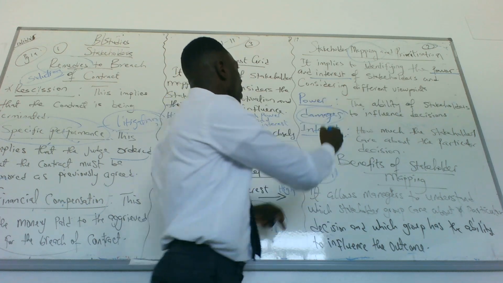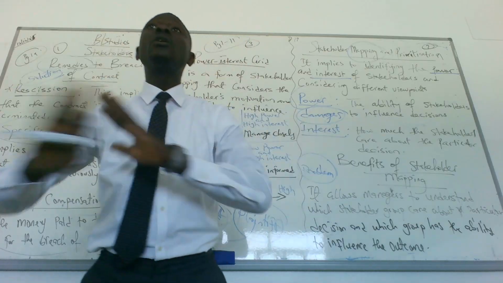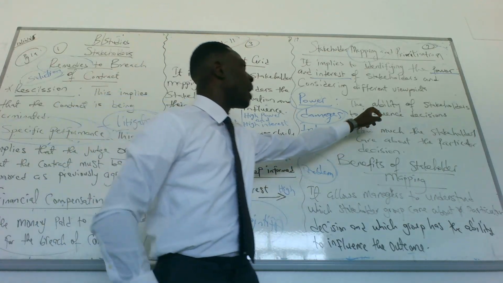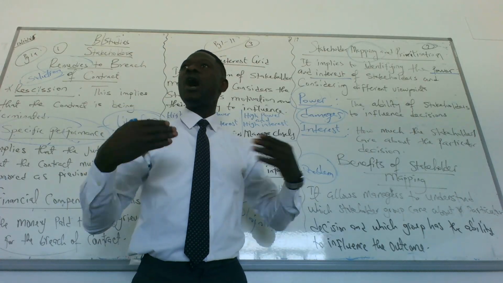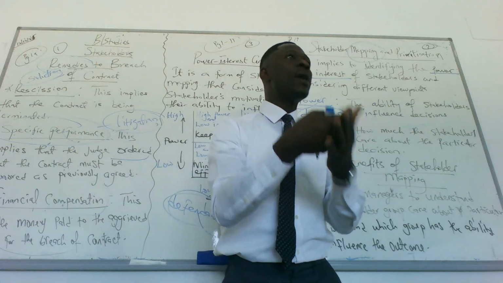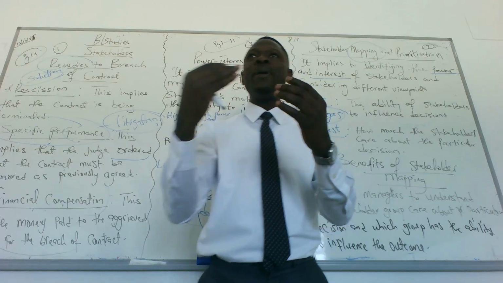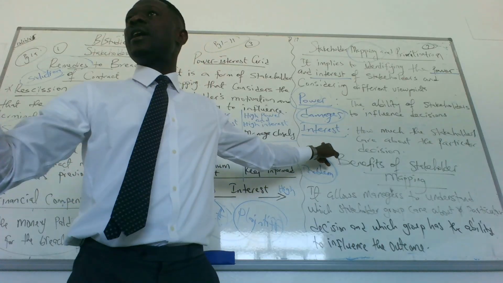Mapping. Do we understand mapping here? So what is power? Your ability to influence decision. If you say no, it is no. If you say yes, it is yes. That is your ability to influence. Do you understand power here? Yes. Interest. How much you care about the decision. How much you care about the business. How much you care about your interest. That is interest.